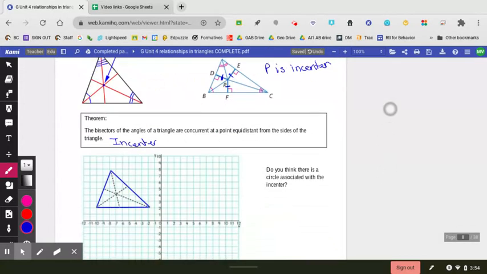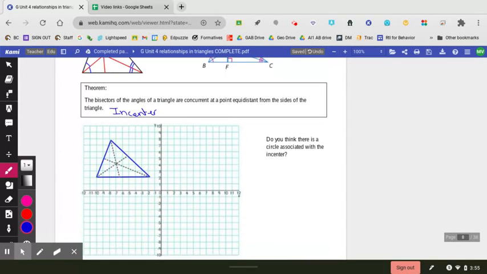So now if we look at our graph that we have here, it says, do you think there is a circle associated with the incenter? Remember, our circumcenter was the center of the circumscribed circle. Our incenter is the center of our inscribed circle. An inscribed circle is inside the triangle.